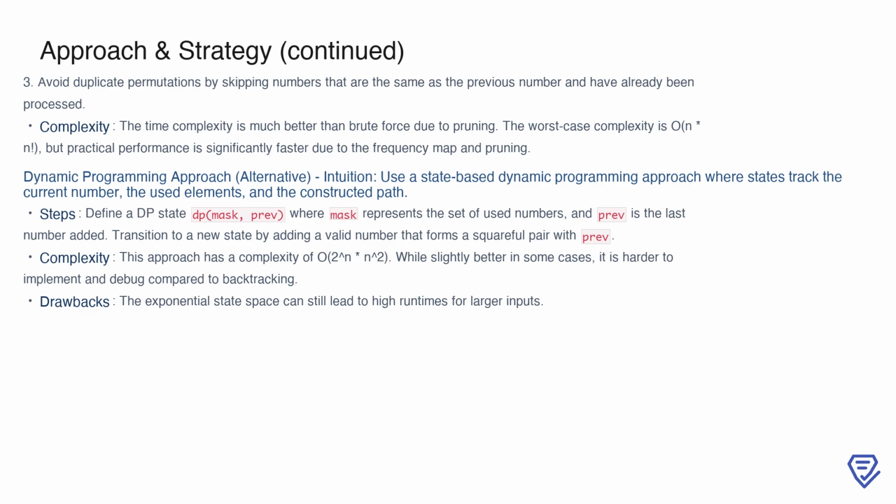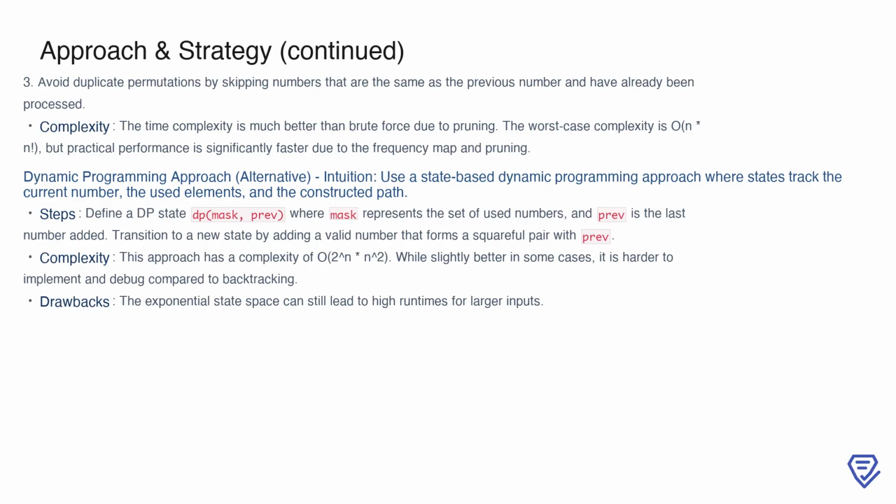Building on the optimized strategy, we can further refine the process by addressing duplicate permutations and reducing unnecessary work. Specifically, when constructing permutations, we avoid duplicate results by ensuring that we skip over numbers that are the same as a previously processed number. This prevents redundant computations caused by repeated numbers in the input array.